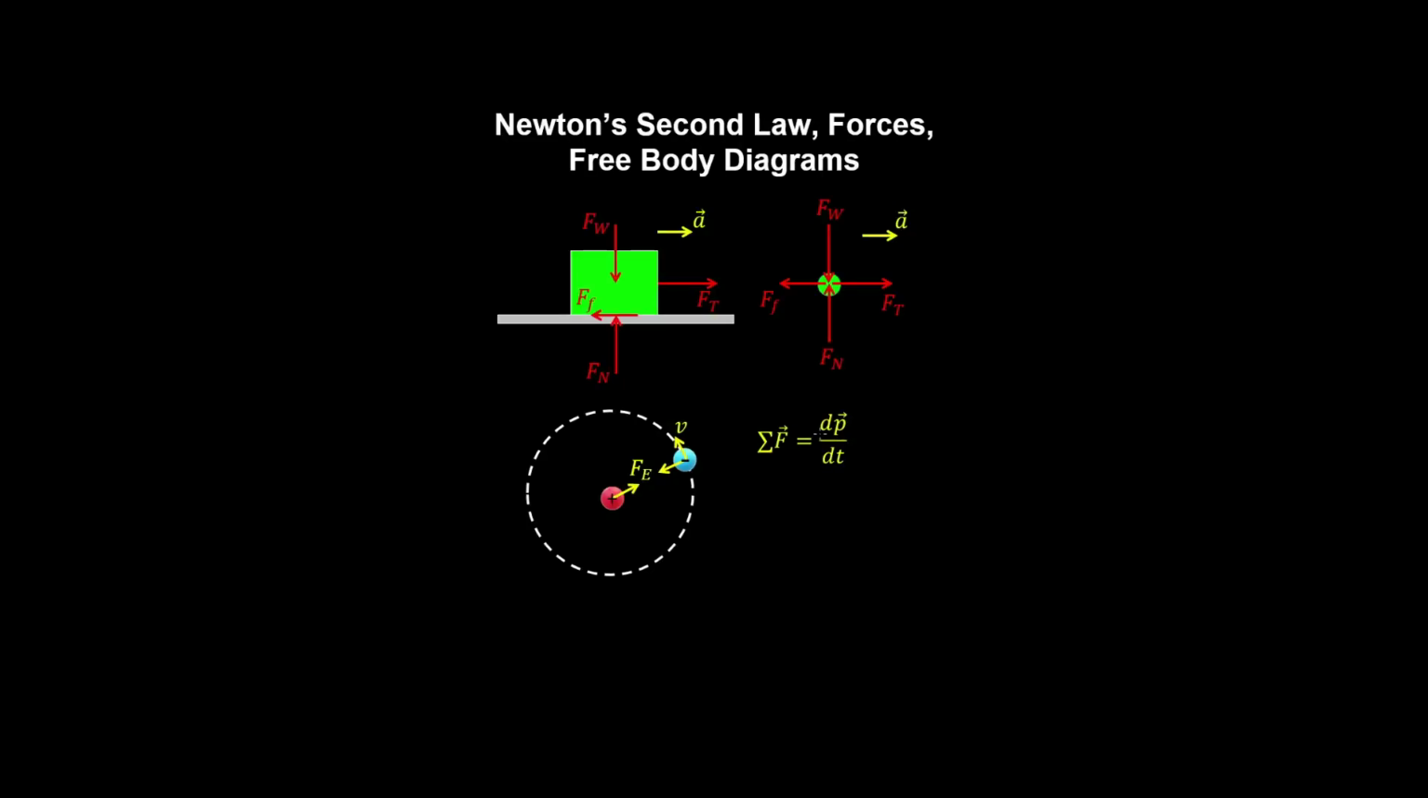Newton's second law states that the net force acting on a body is equal to the rate of change of its momentum with respect to time. And momentum is mass multiplied by velocity. Now where the mass is constant, then we can take the mass outside the derivative and we obtain the following expression.